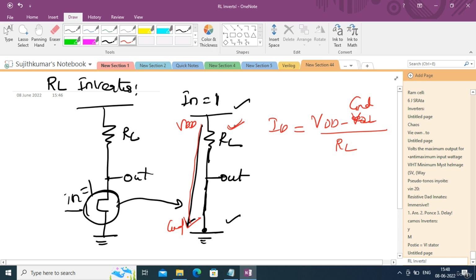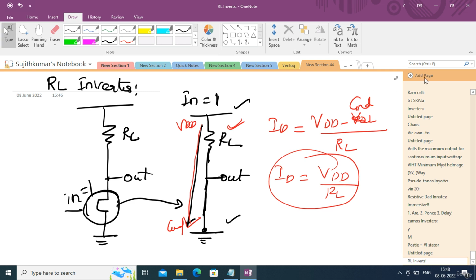Ground is 0, not a problem. So VDD by RL is the current flow here. VDD by RL is the current flow when you make the input as 1.